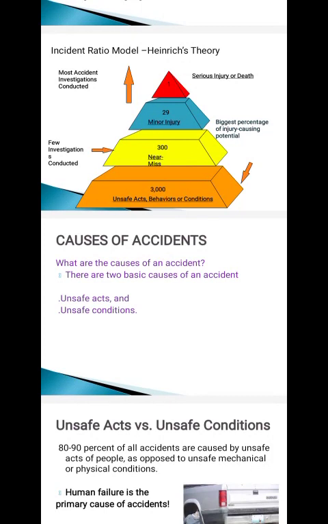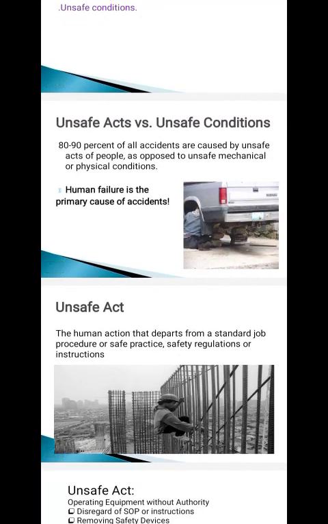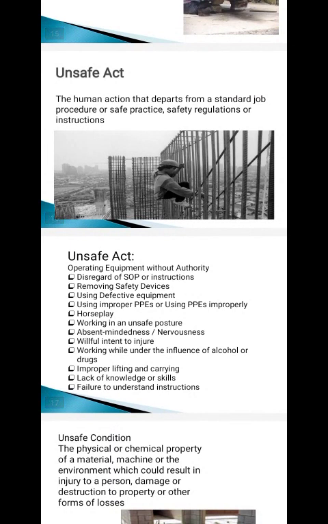Usually 80 to 90% of all accidents are caused by unsafe acts of people, as opposed to unsafe mechanical or physical conditions. When you say unsafe act, somebody is engaging in an unsafe way. So the human factor is present. Human failure is the primary cause of accidents. Human factor is considered an unsafe act. So an unsafe act is the human action that departs from the standard way of doing a job, the safe way of doing the job as instructed or imposed by regulation.